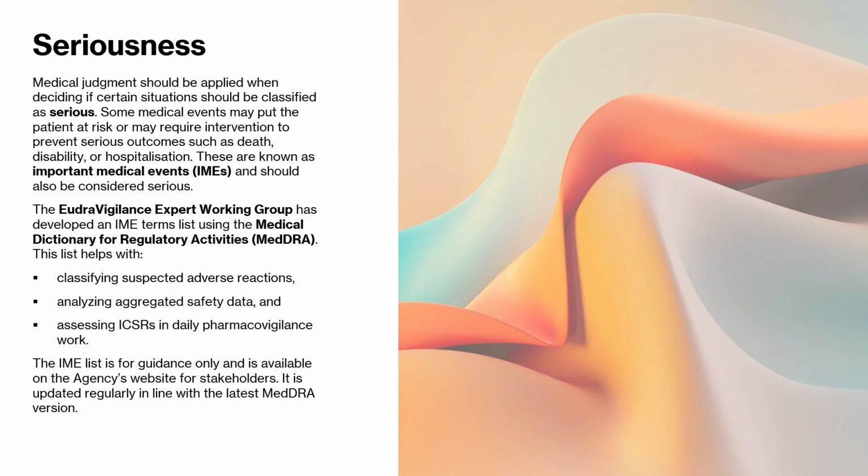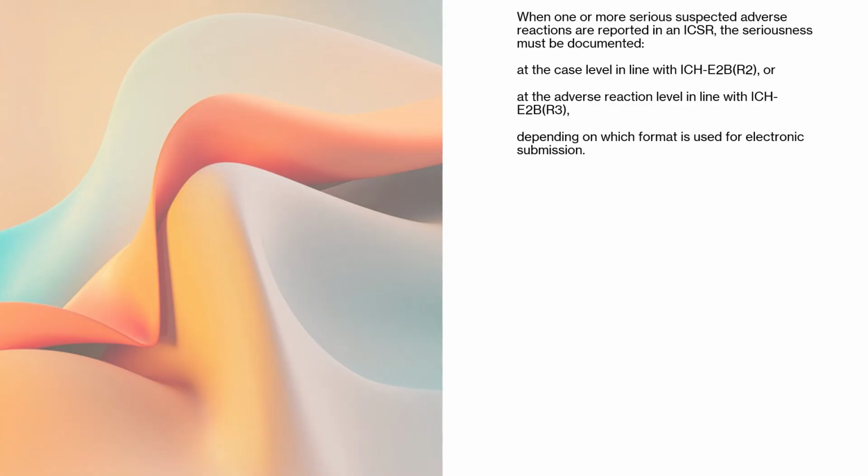In some scenarios, this list is meant to be treated as serious, and in some scenarios there are side effects which we have to look up in the IME list to check if they are to be marked as serious or not. And this one is about what I told you before, that the seriousness has to be documented at case level or at adverse reaction level, depending on what kind of format we are using for electronic submission.